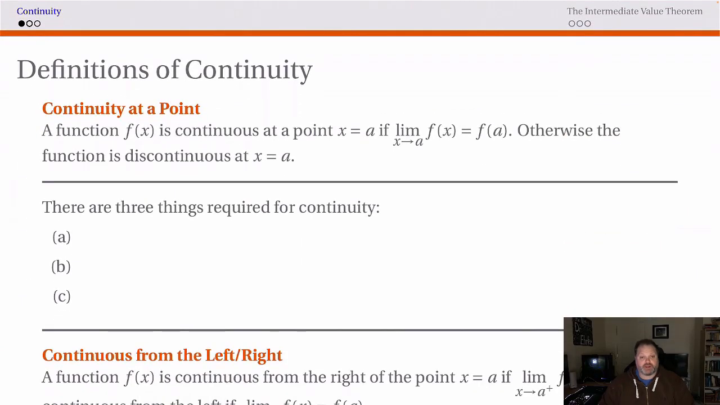First off, a couple of definitions. We're going to start with the definition of continuity. We've seen this definition before. A function f of x is continuous at a point x equal to a if the limit as x goes to a of f of x equals f of a. Otherwise, we say the function is discontinuous at x equal to a.